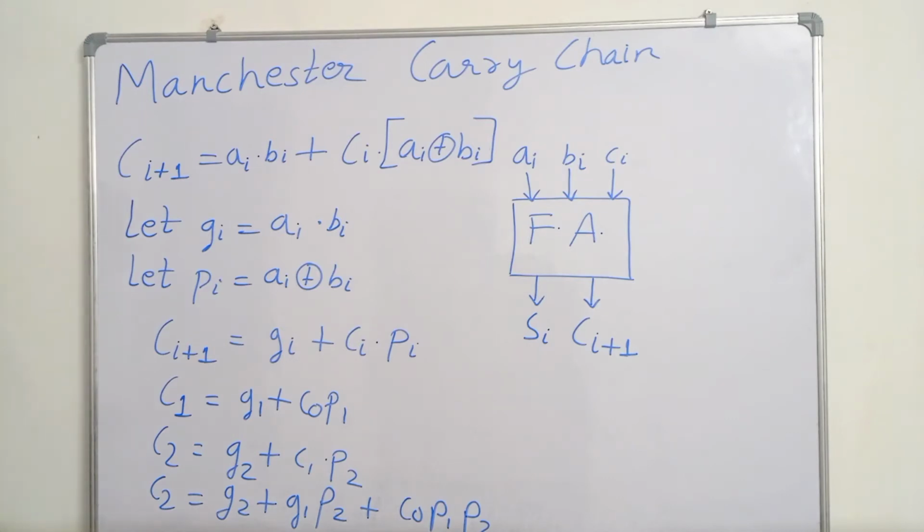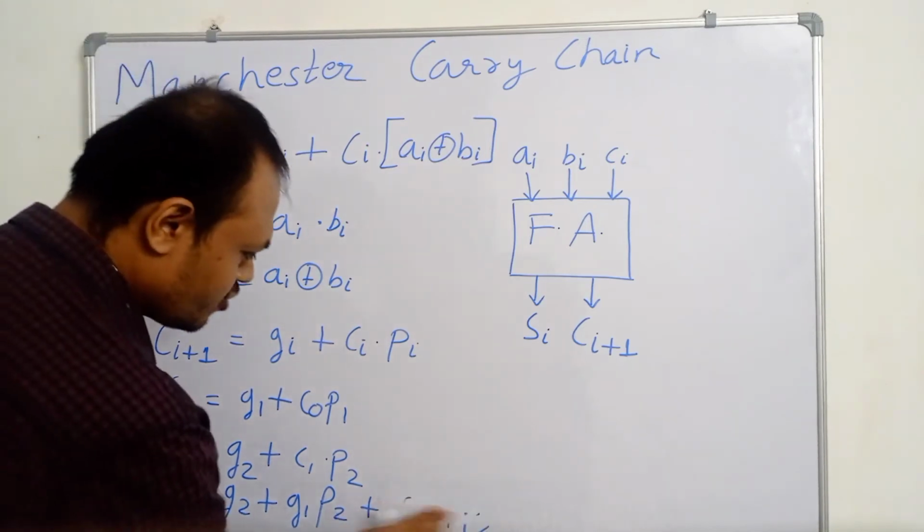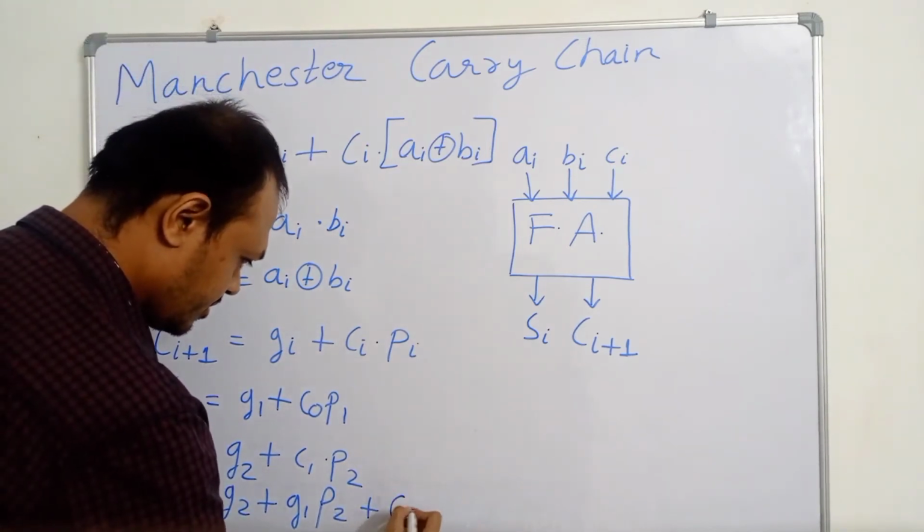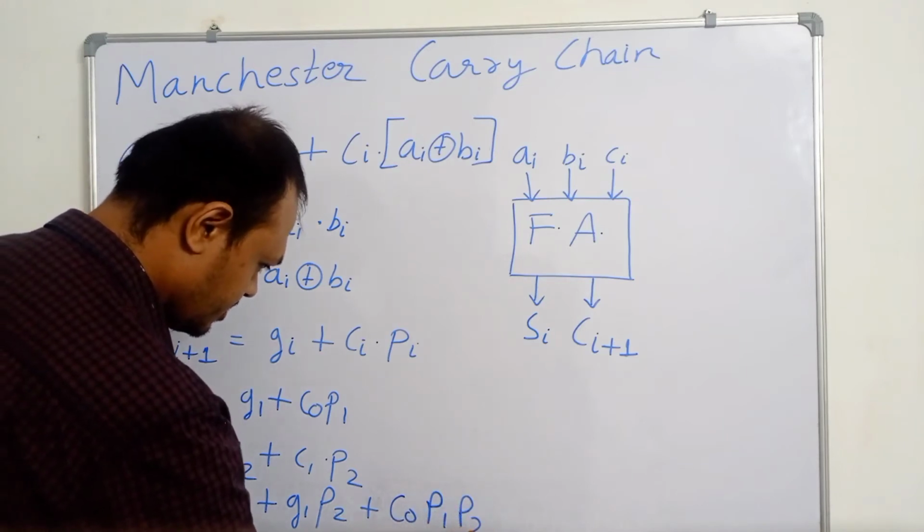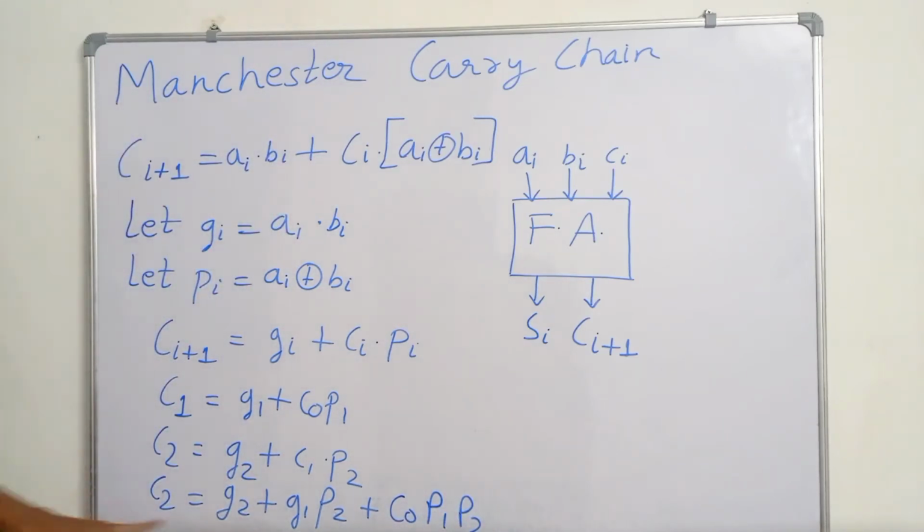So this makes the addition process faster. As you can see, C2 does not depend on C1, only on C0, and C0 we already know is the initial carry bit, normally equal to 0 only. So this is how we can make the addition process faster.